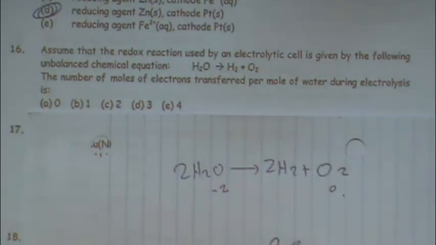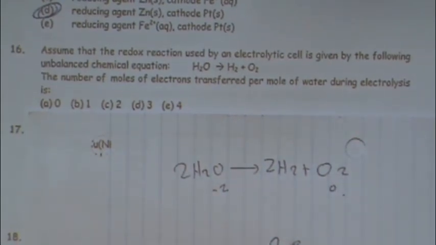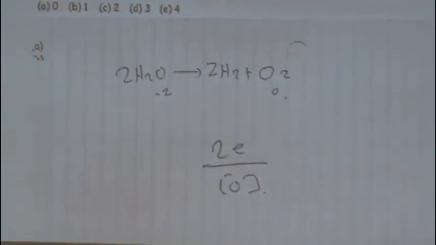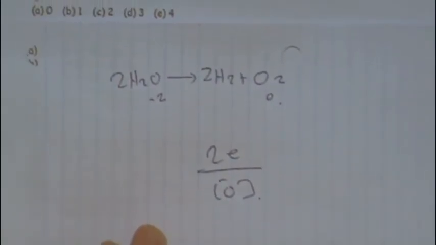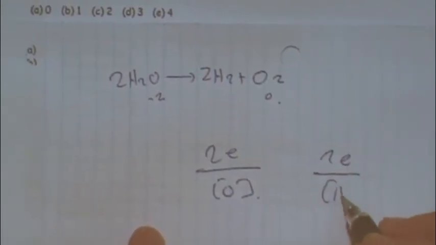That's per 1 oxygen atom, isn't it? 2 electrons per oxygen atom, isn't that right? The oxygen has -2 and goes to oxygen 0. When you say -2 to 0, that's per 1 atom. Isn't that true? Yes. Per 1 atom here, per 1 atom there. And so 2 electrons per 1 oxygen atom. Now, if water has 1 oxygen atom, then you have 2 electrons per 1 molecule of water. Isn't that true?